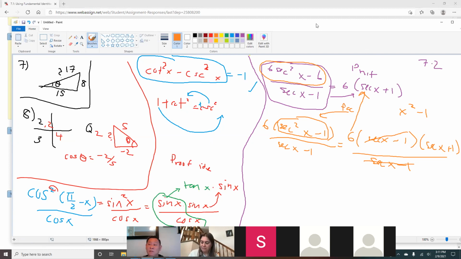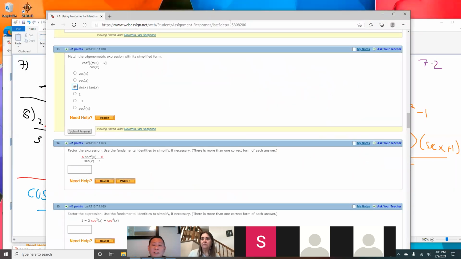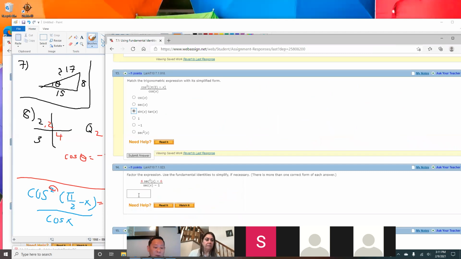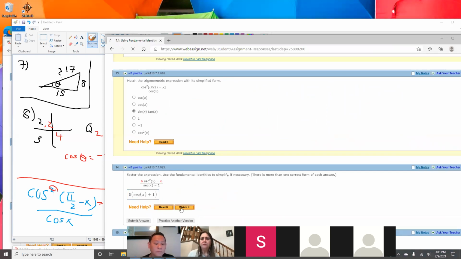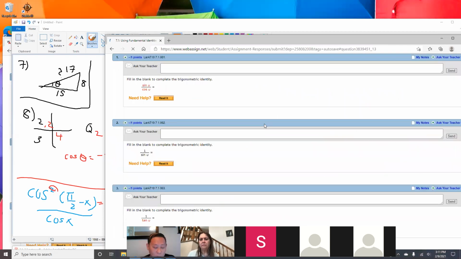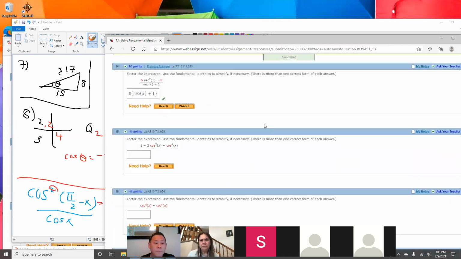You do not need to distribute it. What I'm testing you on is how you prove this. So in 7.2, this is what you are doing in my homework. That's why 7.1 and 7.2 are very similar. So for this case, you have to type 6 times secant x, make sure you put parentheses on it, minus 1, and then minus 1 plus 1. And if they mark you wrong, you just need to distribute your 6. I don't know, they should mark you right.